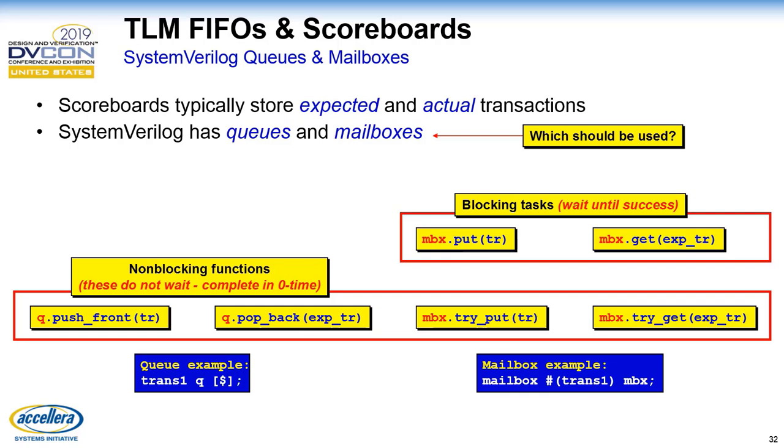The blocking get method says on the other side, I'd like to get a transaction out, but if there's nothing in here right now, then wait until something's there and then I will grab it. And so those are both blocking tasks that are on the mailboxes.